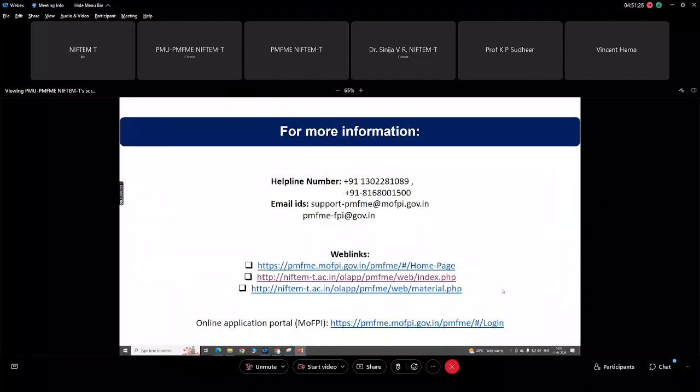So basically, this is about the features and the financial support provided under this scheme. If you have any queries related to this, you can post it in the chat box. I'll reply to it.